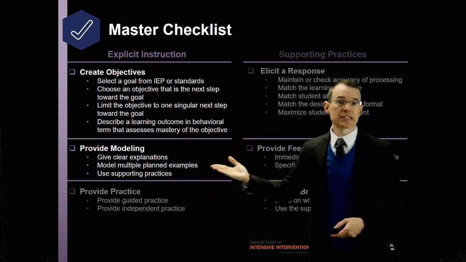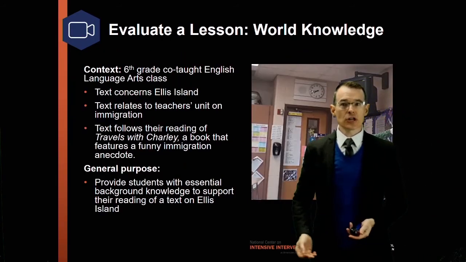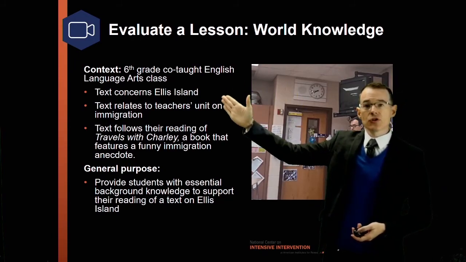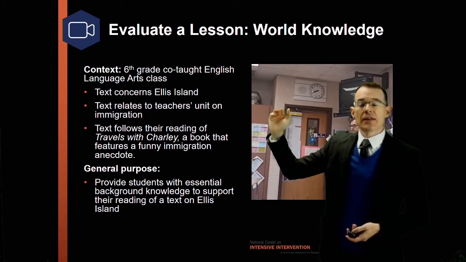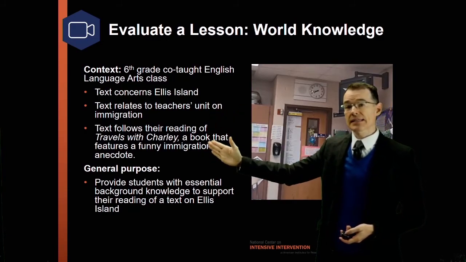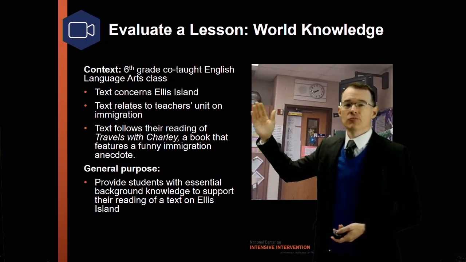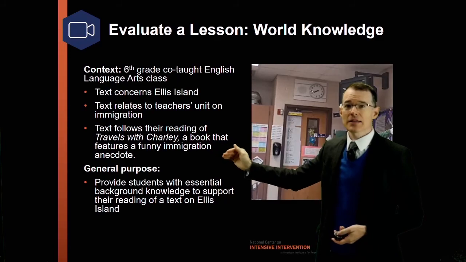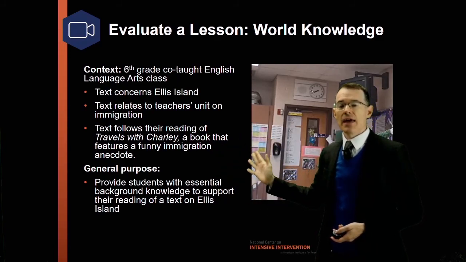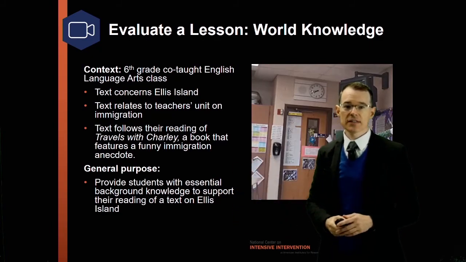We'll return to these a little bit later, so I'm not going to talk about each of the elements now. The first lesson you're going to watch is from a 6th grade co-taught English language arts class. The students are reading a text concerning Ellis Island. It's on a unit the teachers are doing on immigration. They've just read a text called Travels with Charlie, written by John Steinbeck, that's about John Steinbeck and his dog going across the US. There's a funny little story about immigration embedded within it. And the general purpose of the lesson is to activate students' background knowledge related to this text on Ellis Island.